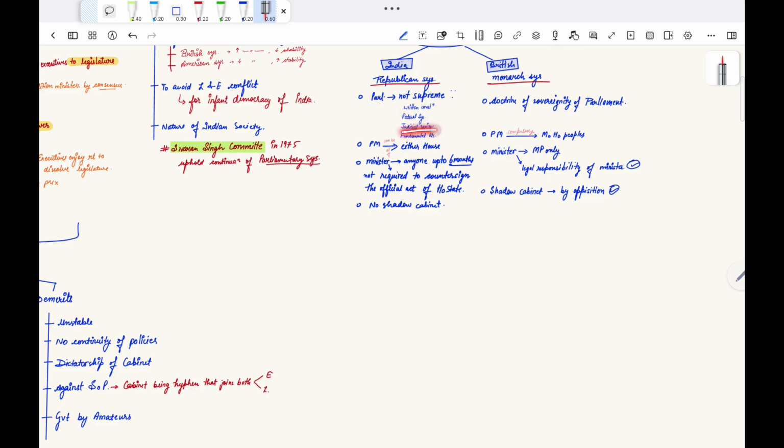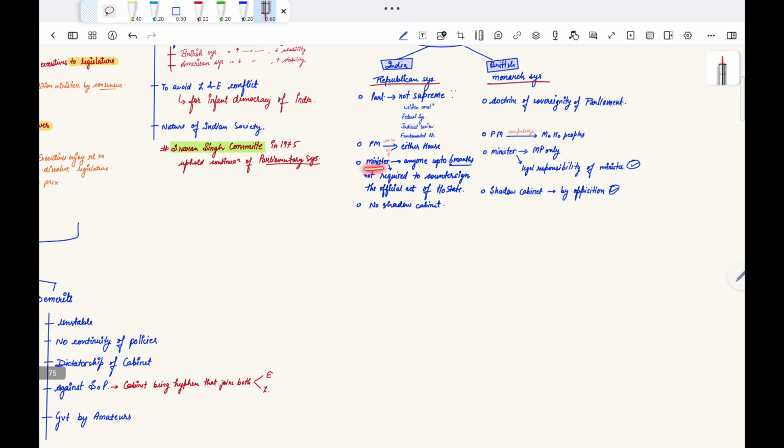Next, in the republican system, parliament is not supreme because we have a written constitution and a federal system. Judicial review is also there, and the fundamental rights, which are part of the basic structure, are also there. While in the monarch system, there is the doctrine of sovereignty of parliament. Britain has no written constitution. It talks about the sovereignty of parliament: what parliament says becomes the rule. Next, in India, in the republican system, the prime minister can be of either house. In Britain, the prime minister has to be a member of the House of Commons. I repeat, it has to be a member of the House of Commons only.